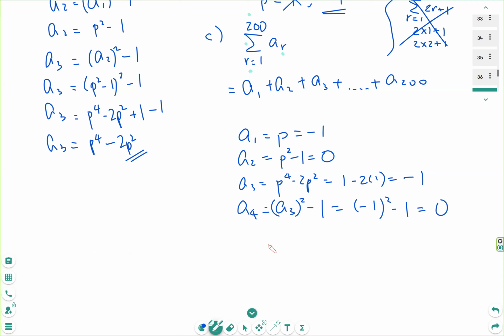So you can see the sequence goes minus 1 plus 0 plus minus 1 plus 0 plus dot dot dot. You can do it manually if you want to, but a smarter way is to think about from A1 to A200, how many minus 1s are there? There are 100 lots of minus 1 and 100 lots of 0. So 100 times minus 1 is minus 100.